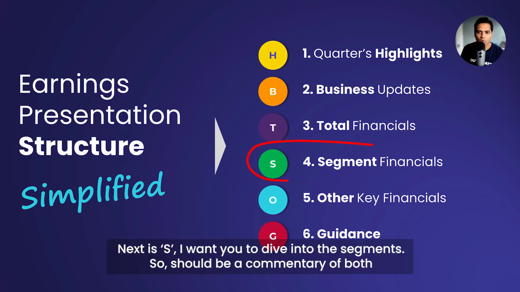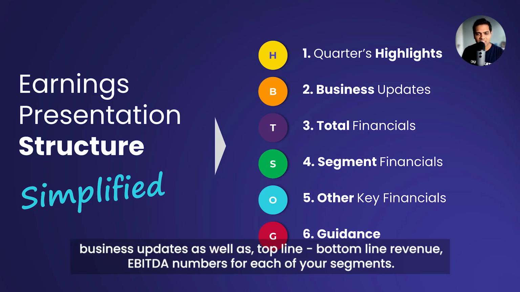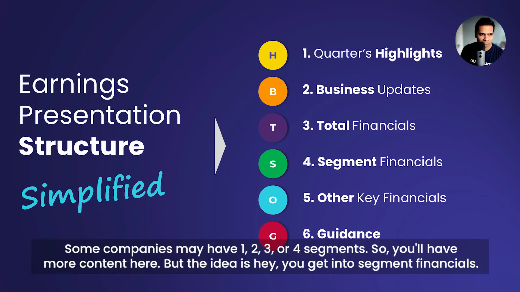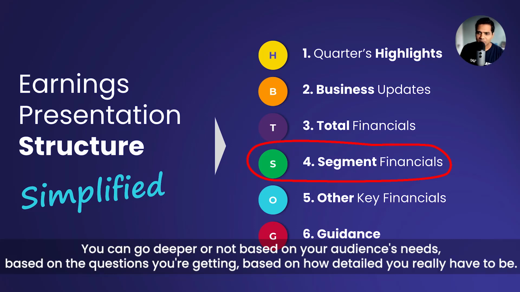Next, I want you to dive into the segments. So it should be a commentary of both business updates as well as top line, bottom line, revenue, and EBITDA numbers for each of your segments. Some companies may have 1, 2, 3, 4 segments, so you'll have more content here. But the idea is, you get into segment financials. You can go deeper or not based on your audience's needs, based on the questions you're getting, based on how detailed you really have to be.